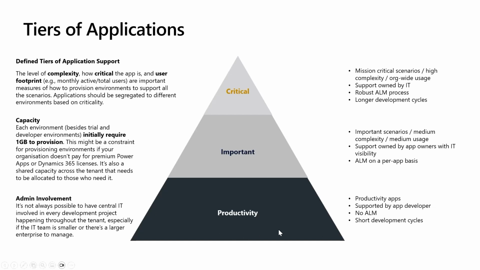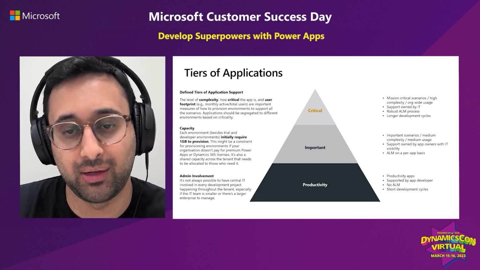The next level are important applications. These are ones that are important to your business, but maybe not as important as your critical applications. Finally, you have your general productivity applications. These are ones that don't require robust management or application lifecycle management tooling. And these are ones where you might not need to build out a custom environment, and they can go in your default environment or some kind of personal productivity environment.